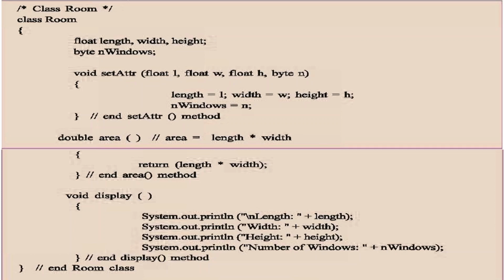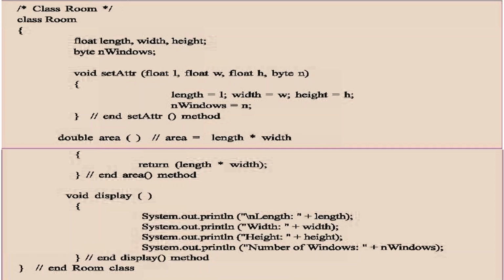What we are doing in the area method, there is only one line written in it, the rest are comments. We are returning length multiplied by width. So we are multiplying length and width and returning that value to wherever the area method is called. Third method is void display. Void is its return type, which means the display method is again not returning anything back.